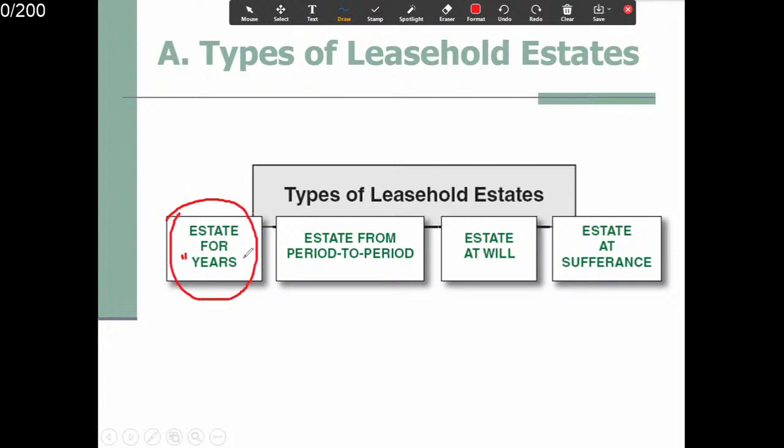Types of leasehold estate, OK， 有很多种的。This is estate for years. Now, don't get this literally, OK? Years, OK? Does not mean years only. Okay? What does it mean? It means a period of time. Period of time.